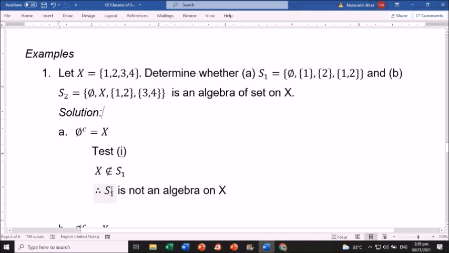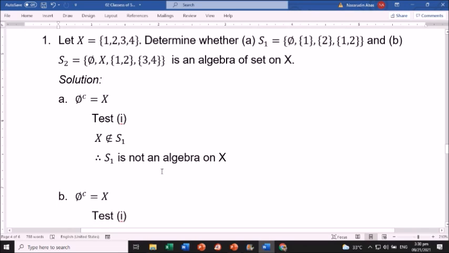So therefore, S sub 1 is not an algebra on X. Kasi dapat, ang lahat ng sets na nandito sa S sub 1 ay dapat andyan din ang kanyang complement sa S sub 1. So dyan pa lang, tapos na yung ating test. Hindi na natin kailangan i-continue dun sa union of two sets. Dahil dito pa lang sa number 1 test, nag-failed na. So we can now conclude that S sub 1 is not an algebra on X.